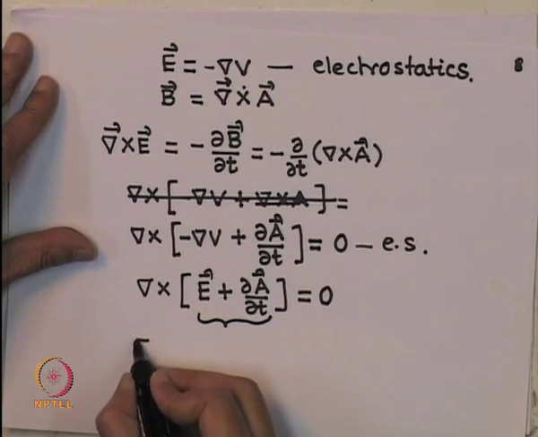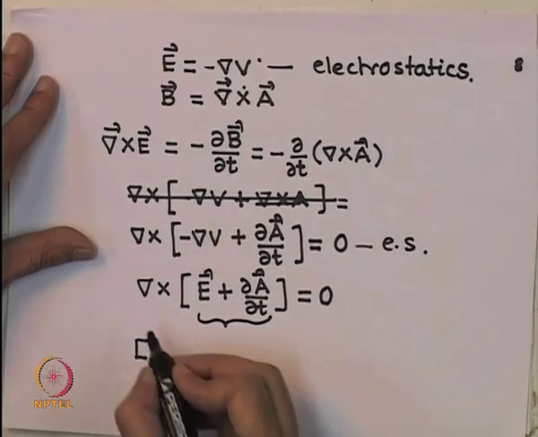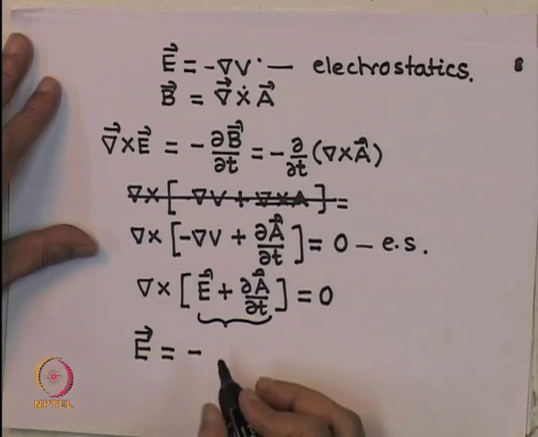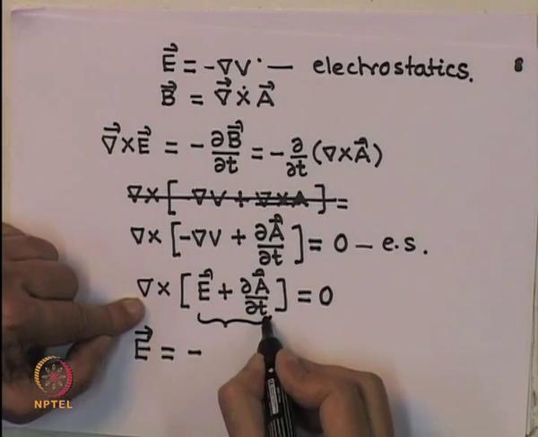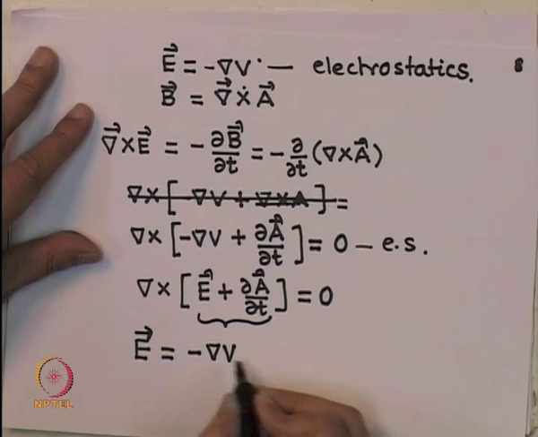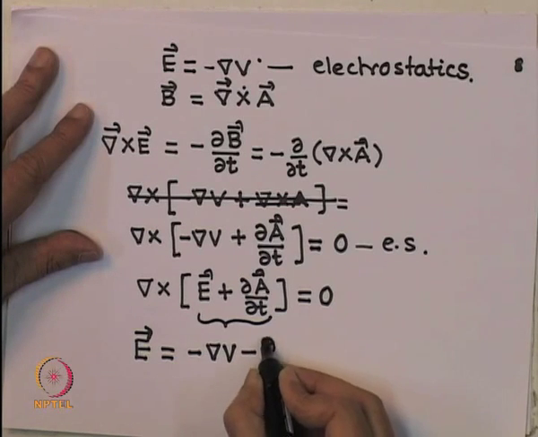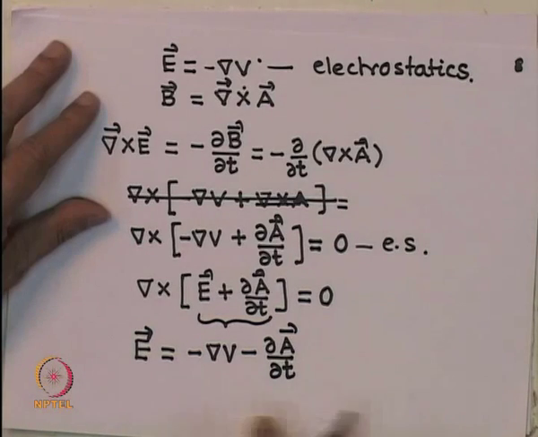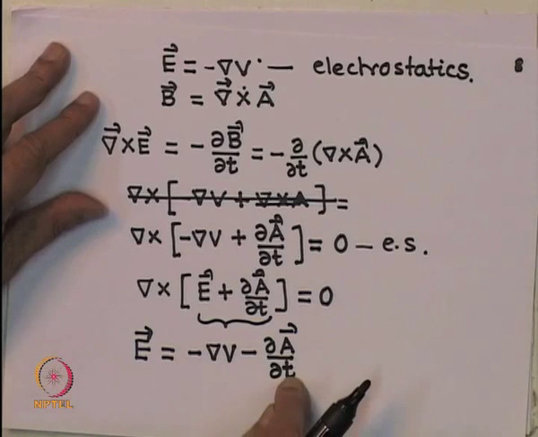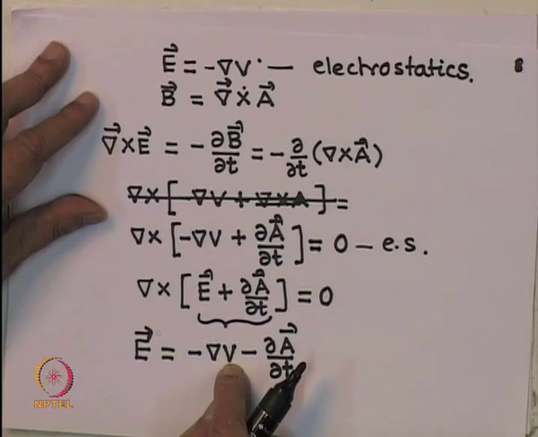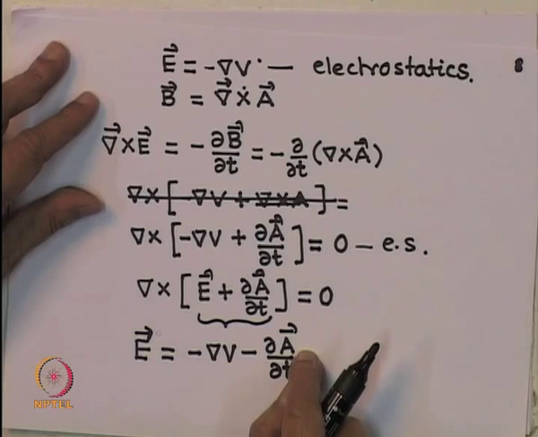So, therefore, what I do is, instead of this, I define that E plus dA by dt is minus grad V. So, as a result, E should be written as minus grad V minus dA by dt instead of just minus grad V. So, this is the way we express electric field in terms of a potential V and a vector potential A.